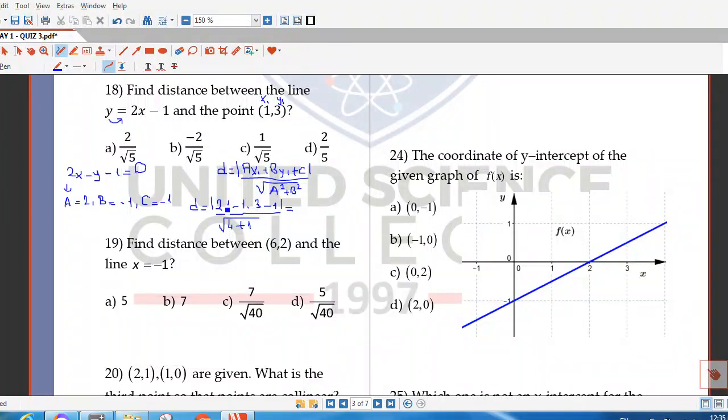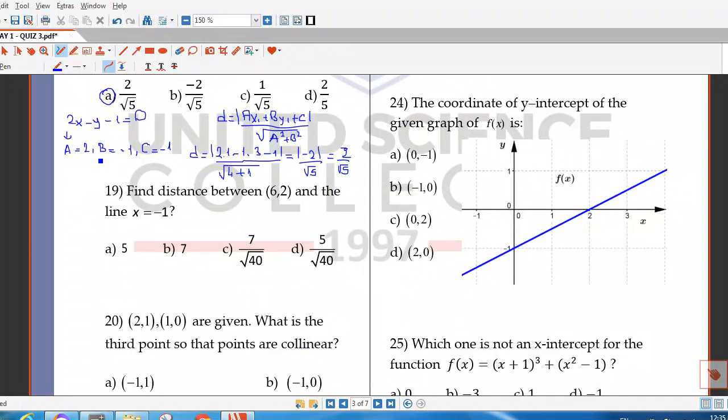The numerator is going to be 2 times 3 minus 1 times 1 minus 1, which is minus 2. The denominator is root of 5. The absolute value of minus 2 is 2, so 2 over root of 5 is the distance between the point and the line. Question 19 is again finding the distance between a point and a line.